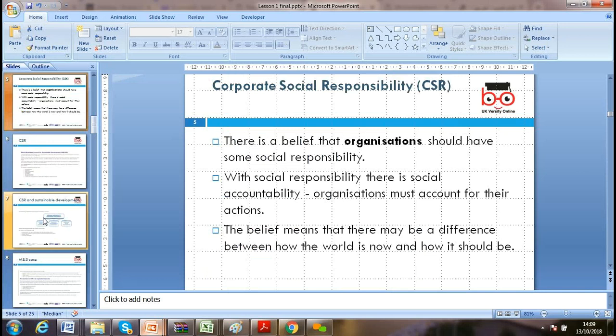So CSR is a belief that the organization should have some social responsibility. With social responsibility comes social accountability. Being socially responsible, you eliminate child labor. Socially responsible, you do not pollute the environment. Socially responsible, you charge fair prices.